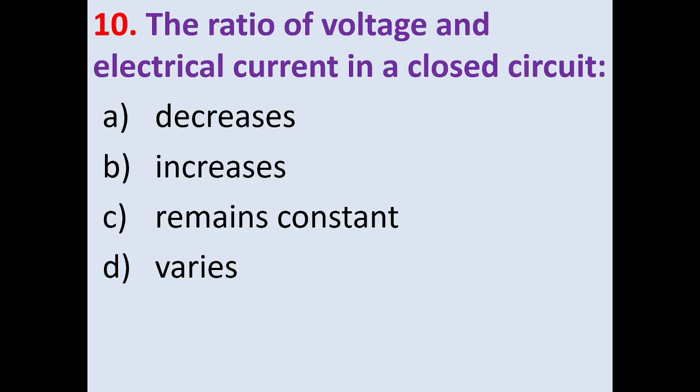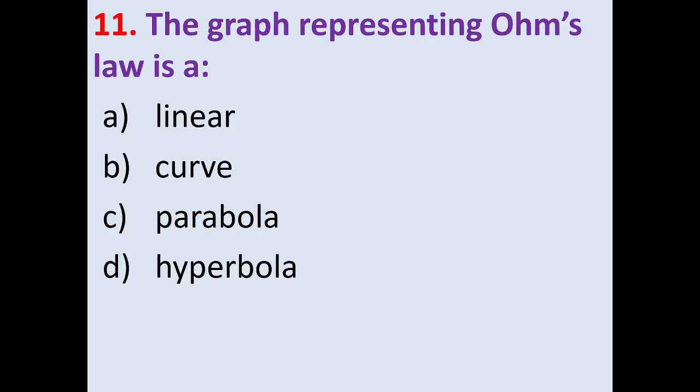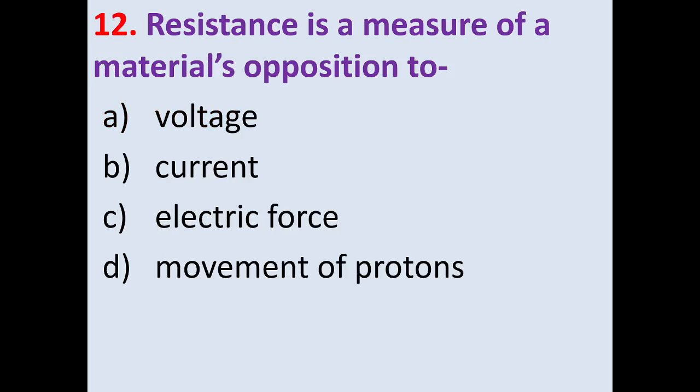The ratio of voltage and electric current in a closed circuit. From Ohm's law we have seen that V is equal to IR, or current is directly proportional to voltage, so the ratio of voltage to electric current always remains constant, which is resistance. The graph representing Ohm's law is, so graph of Ohm's law is a linear graph. Resistance is a measure of material's opposition to. So resistance is the property of opposition to flow of electric current. So it is material's opposition to current.